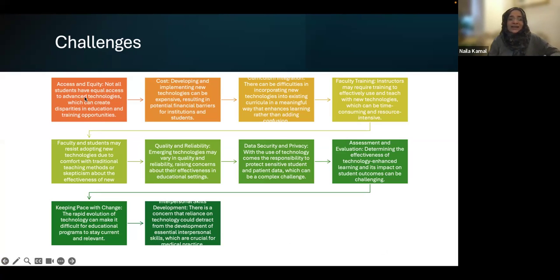Not all students, like I said, Imperial gives an iPad to every student. Not every university can do that. So that means that they may not have the same type of advantages as some others. Then there is the cost, developing cost, and then delivering cost, the financial burden.